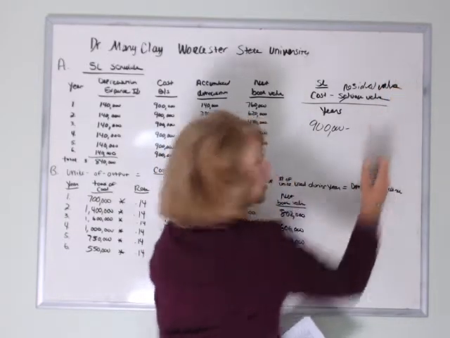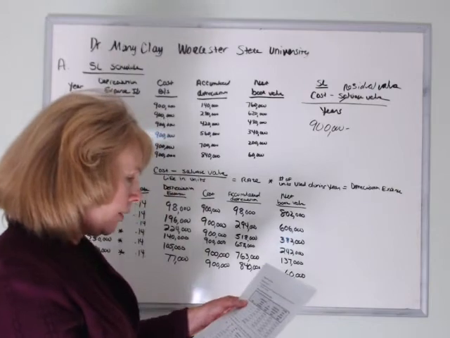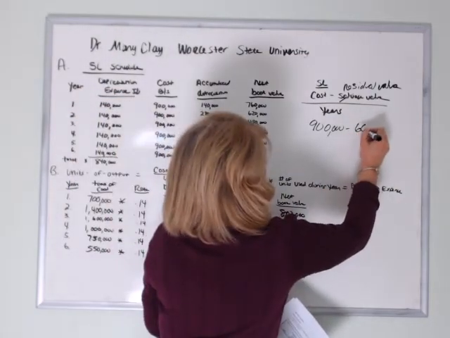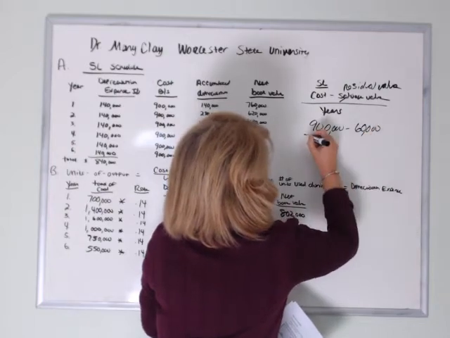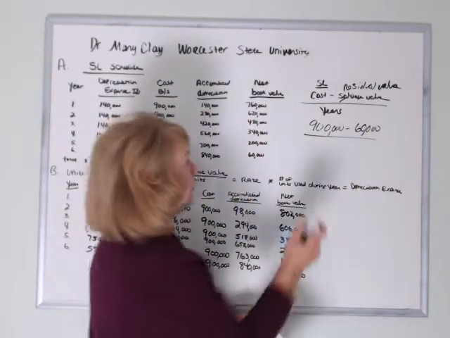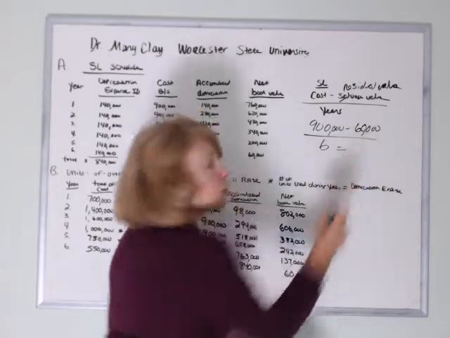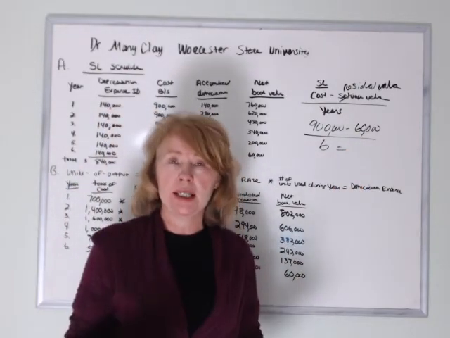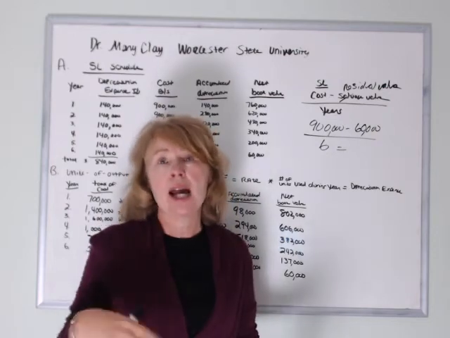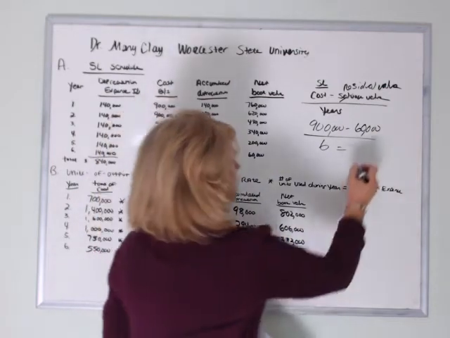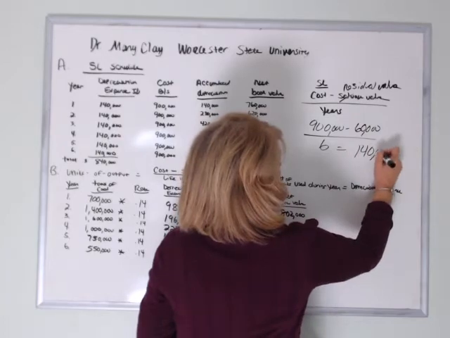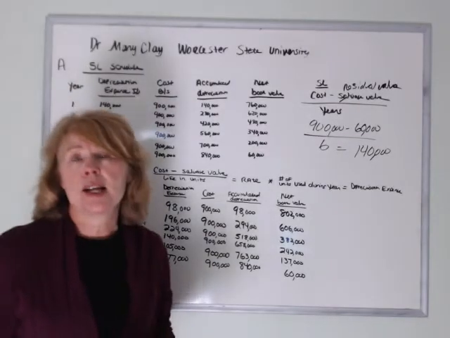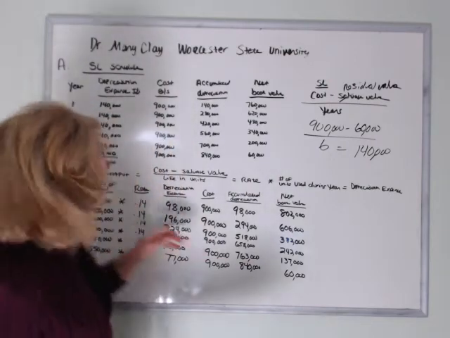Pardon me, I work with a lot of different textbooks. 900,000 minus 60,000, that's the residual value. You divide that by the life of the asset, and they're saying 6 years. Straight line is the easiest when it's purchased at the beginning of the year because it will be exactly the same every single year. So the depreciation is 140,000.